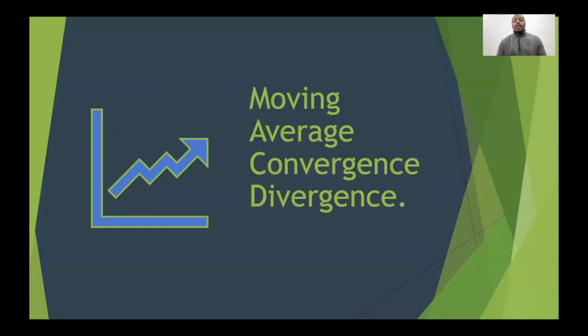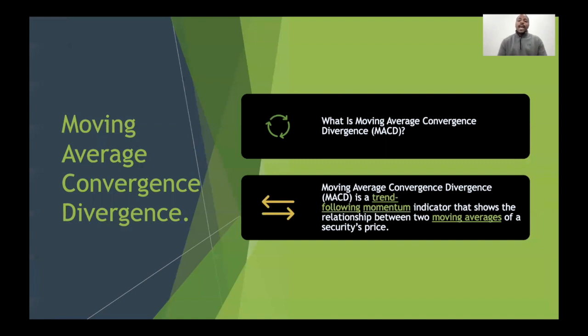We're going to talk today about the moving average convergence divergence. What is the moving average convergence divergence? The moving average convergence divergence, aka the MACD, is what us traders call it. The MACD is a trend following momentum indicator that shows the relationship between two moving averages of a security's price. In other words, the MACD helps you understand a trend's momentum by using an instrument that shows you the two moving averages of a stock's price.